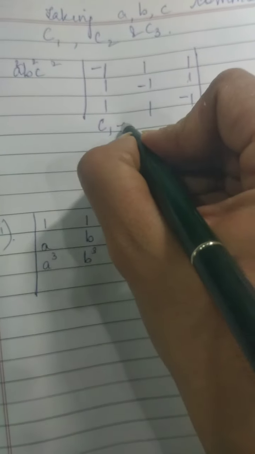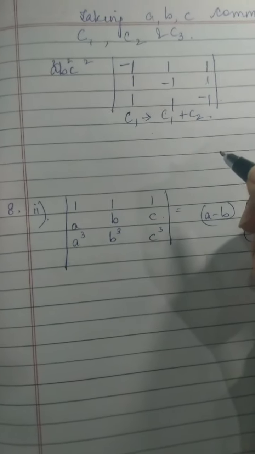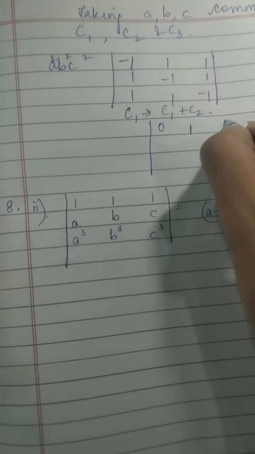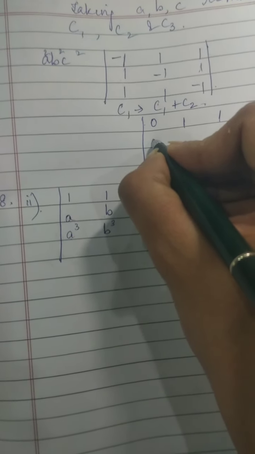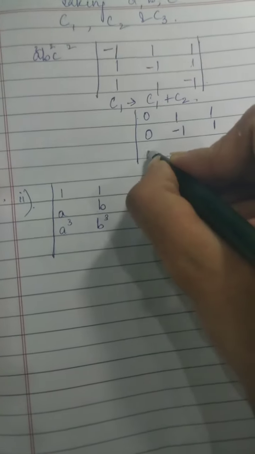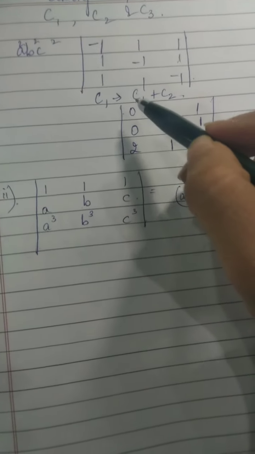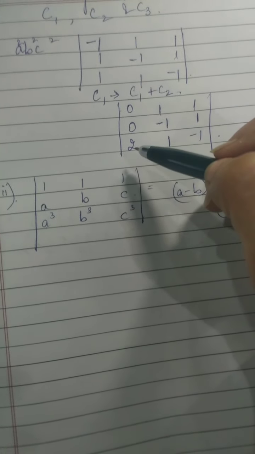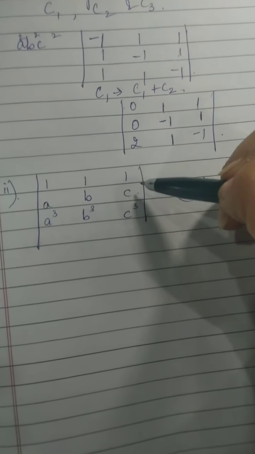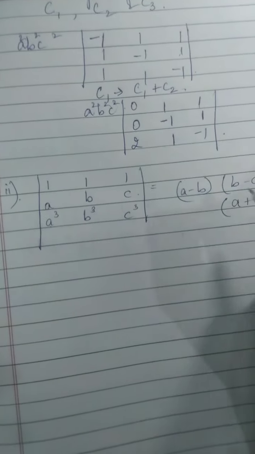Now, simple operation. Let's apply an operation on C1: C1 is C1 plus C2. Now this is 0. This is 1. This is 1. Again, C1 is C1 plus C2. This becomes 0. This becomes minus 1. This becomes 1. This becomes 2. This becomes 1. As I told you, the elements of a particular row or column are to be of the form 0, 0, 1 or 1, 0, 0. Right? So here, what we can do? We can take 2 as common.